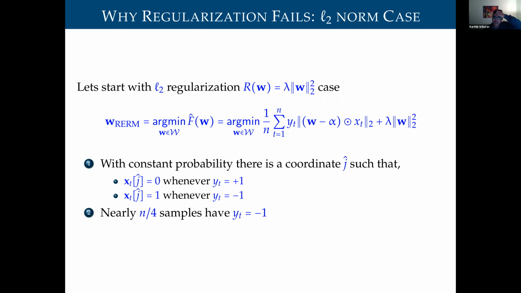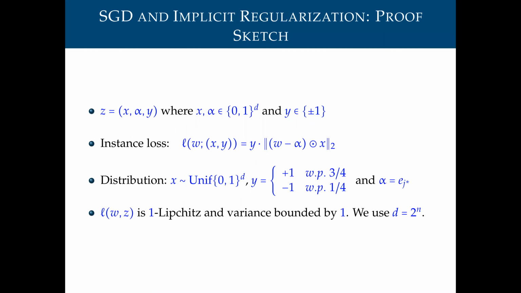And hi, excuse me, can I ask you a question about the alpha? Yeah, go for it. Can you go to the previous slide about the definition of the alpha? I'm just wondering, here alpha equal to e_j star means that alpha equals 1 on the j star coordinate, right? Yep, that's right. I'm just wondering, how do you choose this j star?